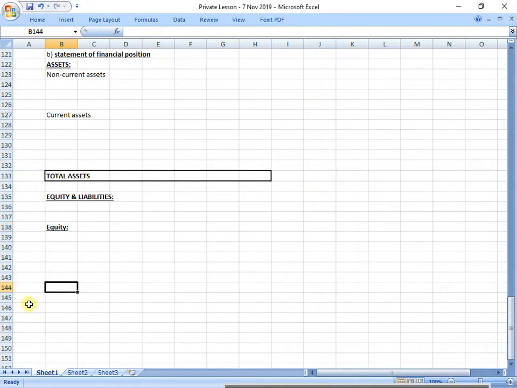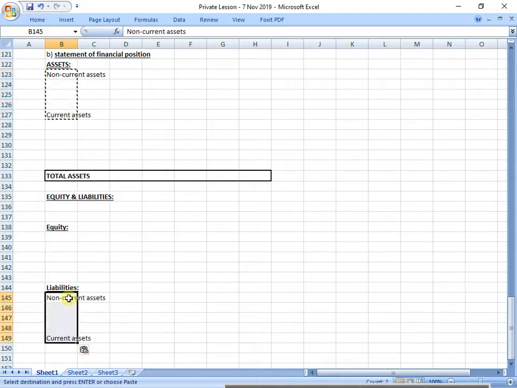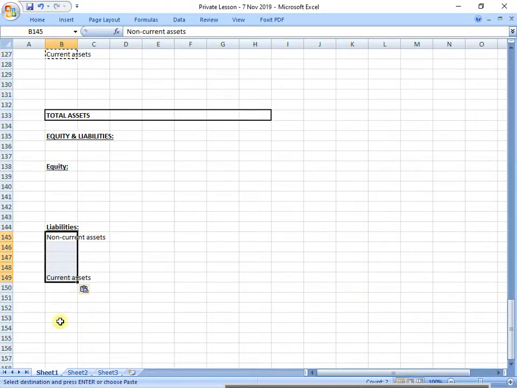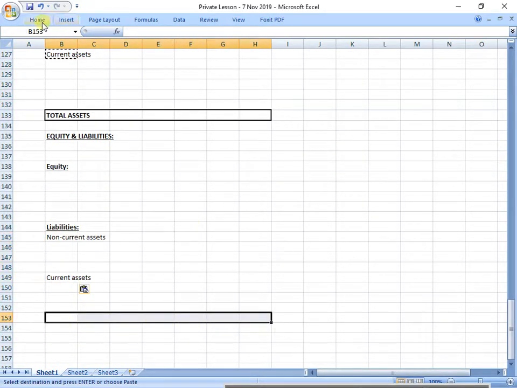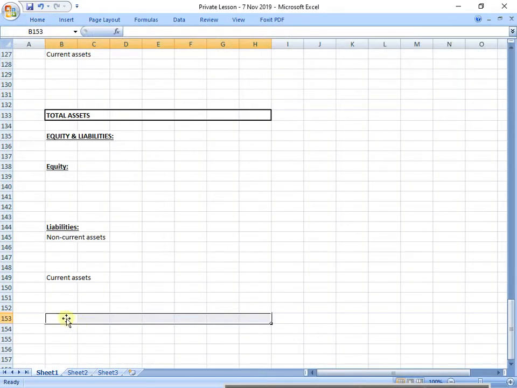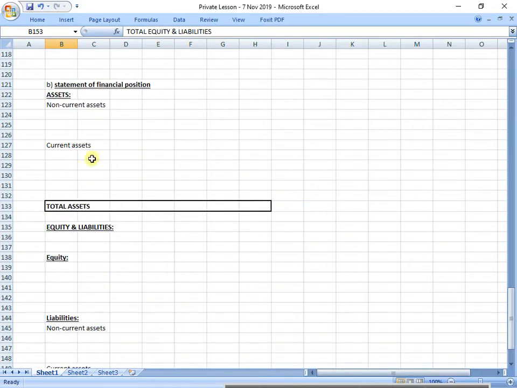And then you'll have a section for liabilities. Okay, the liabilities will be broken up into non-current and current. Okay, and then at the bottom, we have a total equity and liabilities. All right, so let's go complete this part of the question.